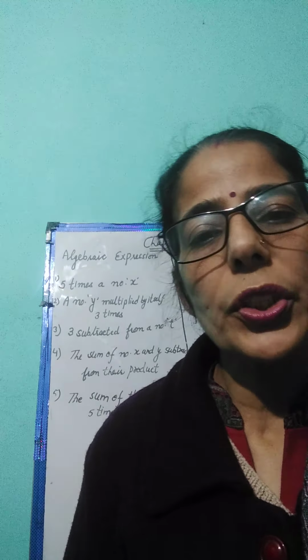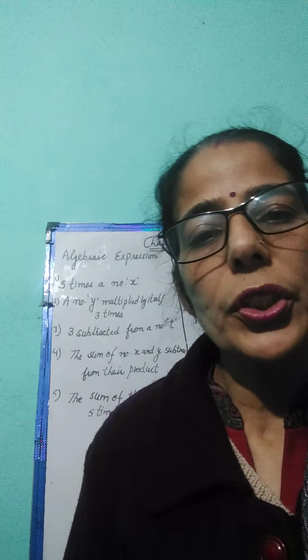So how to write the algebraic expression? If I say 5 times a number x, how should we write it? 5 times means multiply. 5 times a number x means 5x. A number y multiplied by itself 3 times means y into y into y, because it is to be multiplied by itself. So I can write it as y cube, that is y raised to power 3.